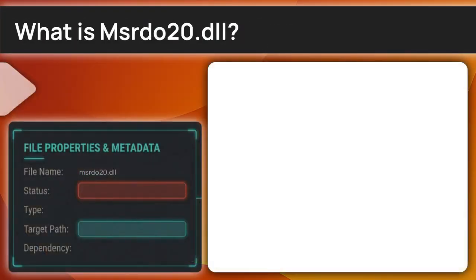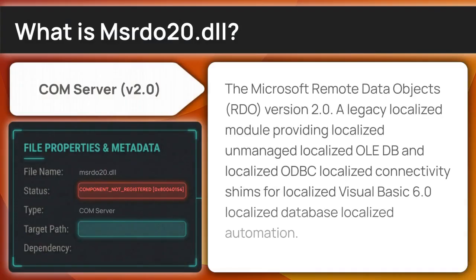This is the msrdo20 library, the Microsoft Remote Data Objects, RDO, version 2.0, a legacy module providing unmanaged OLE DB and ODBC connectivity shims for Visual Basic 6.0 database automation.